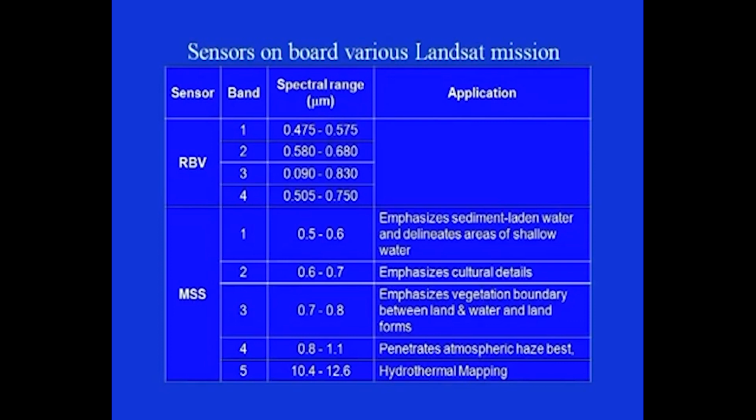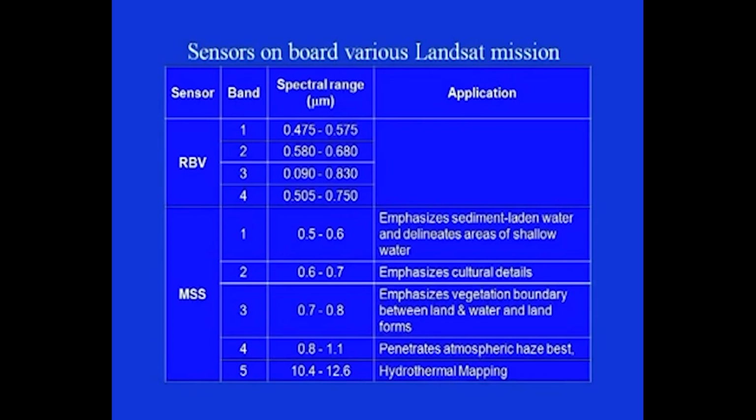So let us look at the spectral range of MSS 1, which is between 0.5 to 0.6, and it can be used for applications related to sediment-laden water and for delineating areas of shallow water. MSS band 2, which is operating within the region of 0.6 to 0.7, can be used for identifying cultural details. MSS band 3 is operating within the region of 0.7 to 0.8, and it emphasizes the vegetation boundaries between land and water and landform systems.